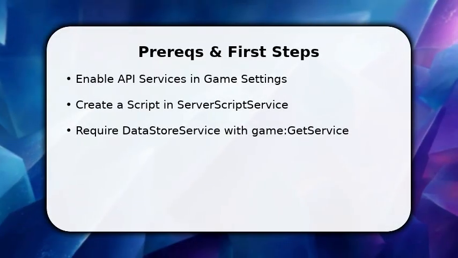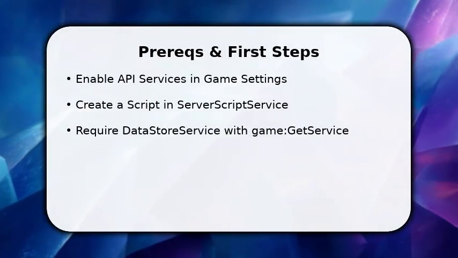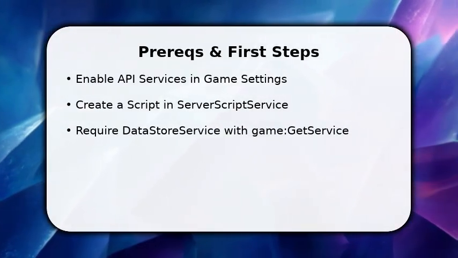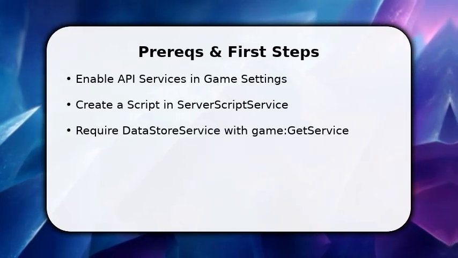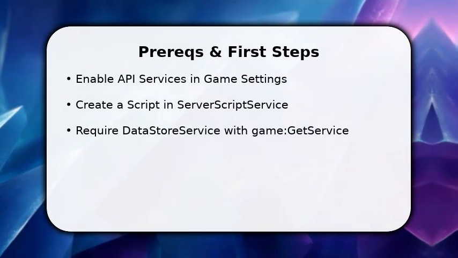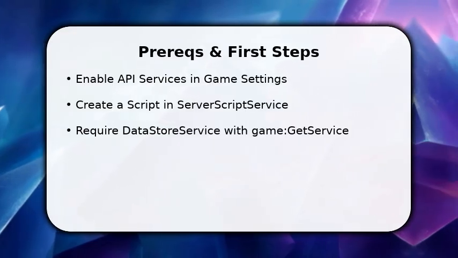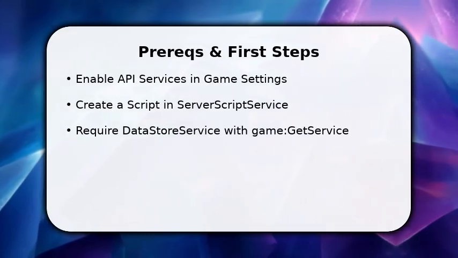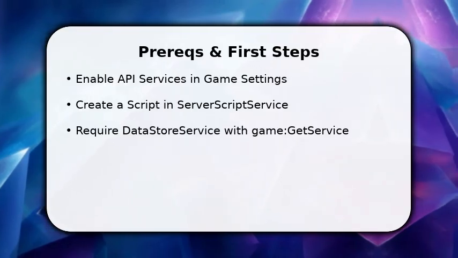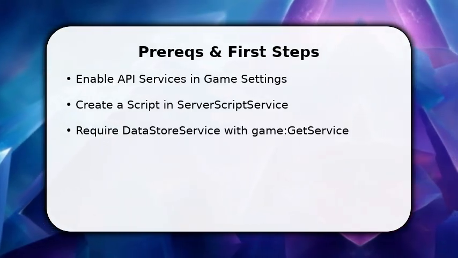You start by confirming prerequisites, API services enabled and a server script ready. Open ServerScriptService and make a script, then require DataStoreService using game:GetService. Once done, choose a clear DataStore name and get a DataStore handle with GetDataStore("MyStore").